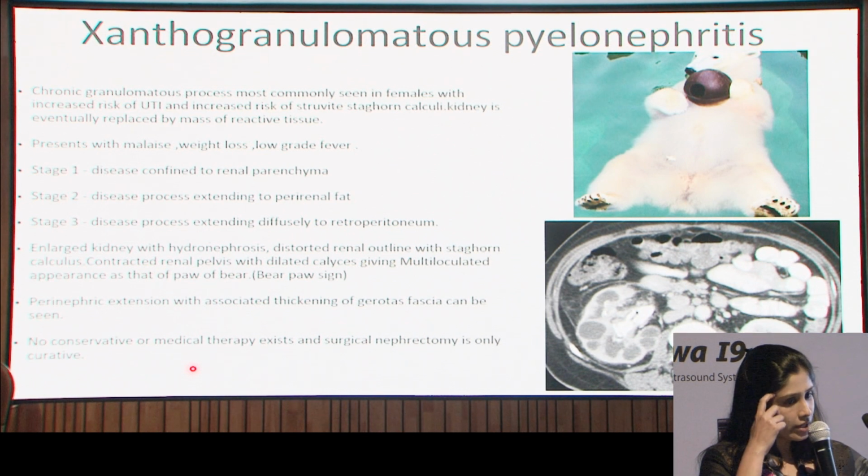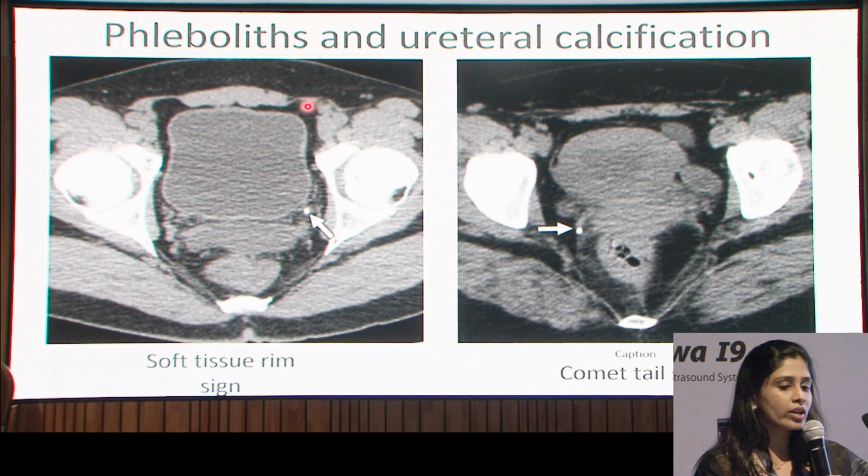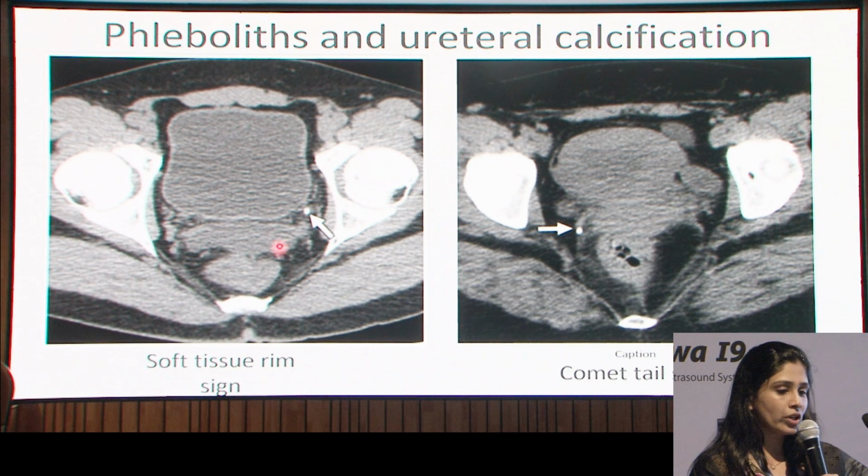One major differentiation we must know is phleboliths and ureteral calcification. So here we see a calcification right adjacent to the VUJ. But alongside there's a soft tissue halo around the calculus, which gives a soft tissue rim sign. This is more in favor of ureteric calculi, about 80% sensitive and 100% specific. Comet tail sign: this is eccentric soft tissue seen around the calculi here, but this is more in favor of phleboliths.